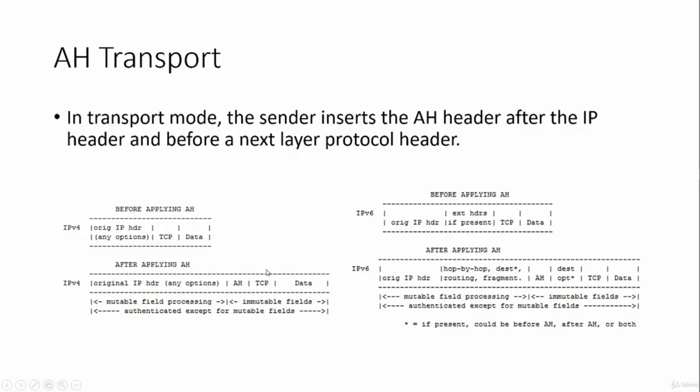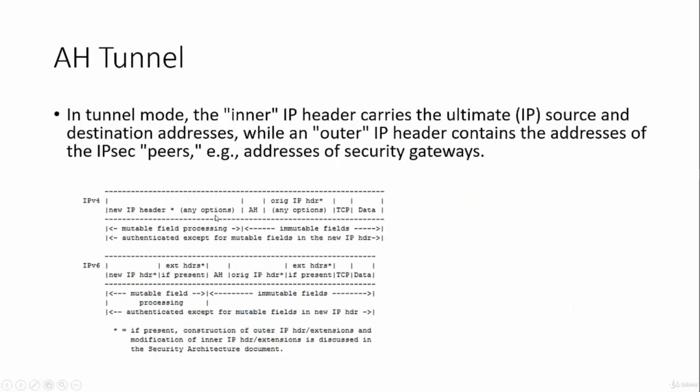In tunnel mode, the actual source and destination of the authentication header packets are going to be changed. They will be the IP addresses of the IPsec gateways. So the original packet is encapsulated inside a new packet with a new IP header that has the source and destination of the IPsec gateways. The integrity is calculated based on the entire packet excluding mutable fields.